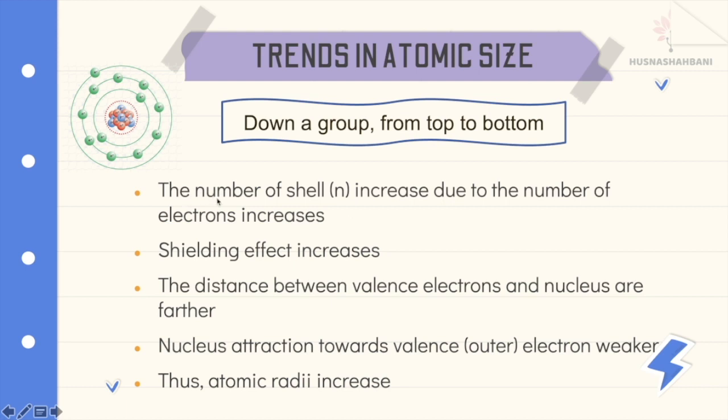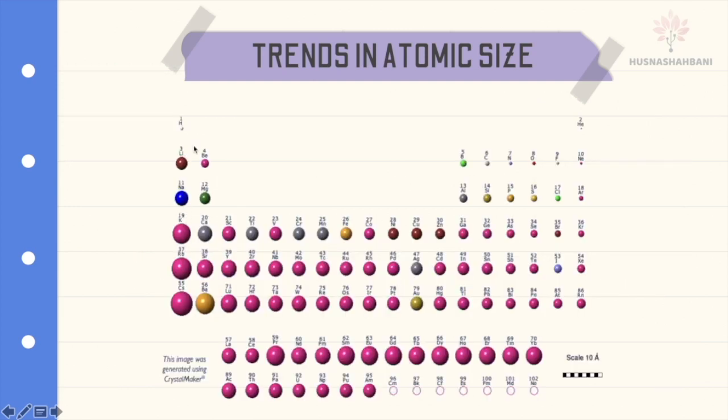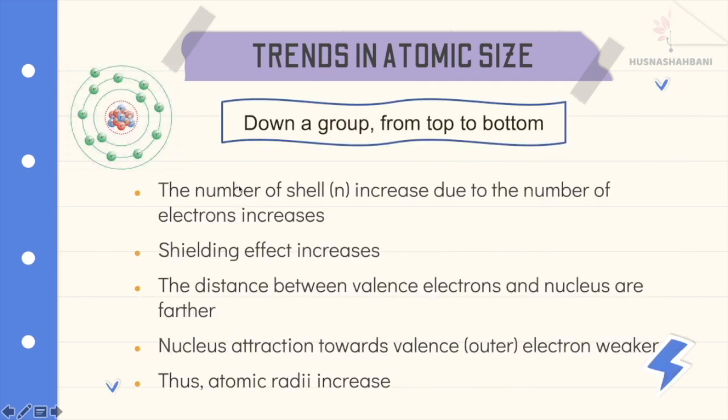The number of shells increases due to the number of electrons increasing. The number of electrons increases because the number of protons increases. We know that the number of protons is equal to the number of electrons. If you have more and more electrons, you need a new shell. So that's why the number of shells increases.